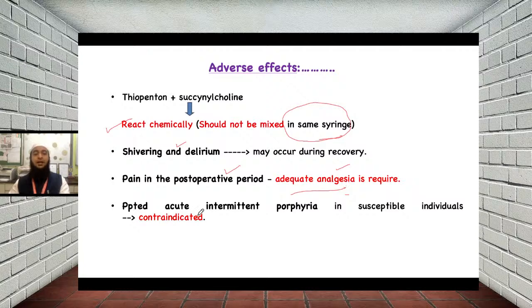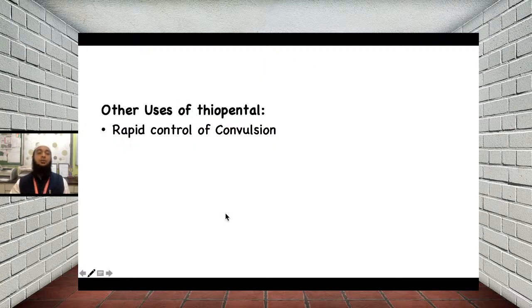Next, it precipitates acute intermittent porphyria. We'll see this in detail in the next lecture, but at this time remember that porphyria is one of the conditions where there is hyperpigmentation. Since it precipitates acute intermittent porphyria in susceptible individuals, once you identify those individuals, thiopental is contraindicated in them. Based on the history you can decide whether injection of thiopental is given or not.